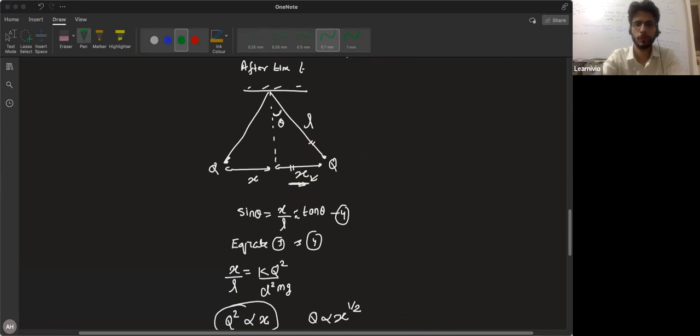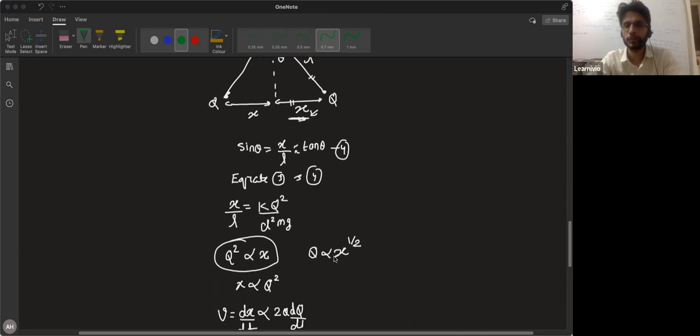Excuse me, sir. How did it become x to the power 1 by 2? Can you explain that? See, q square is proportional to x. Now, if you remove the square, take roots on both sides. Okay, got it.